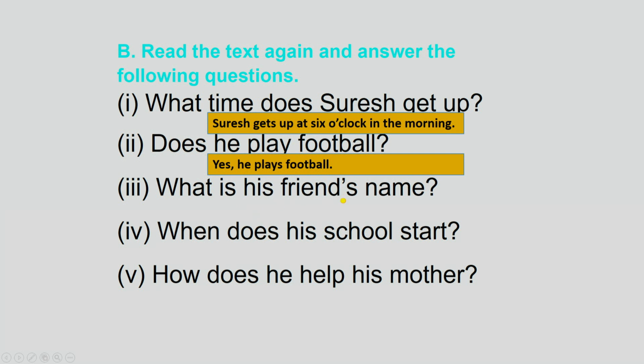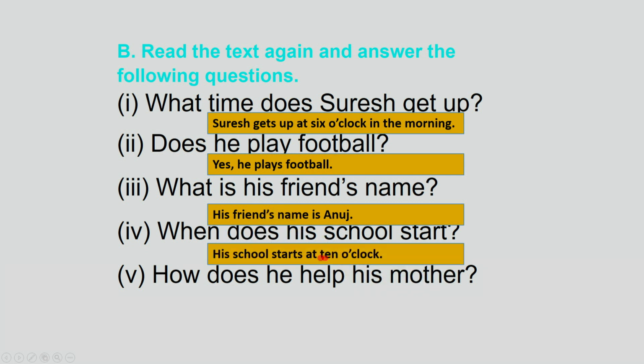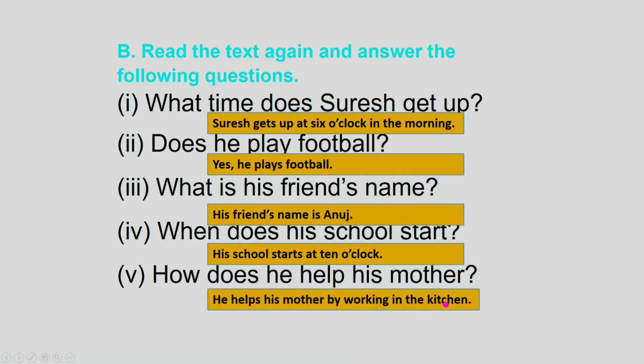What is his friend's name? His friend's name is Anuj. Okay. When does his school start? Do you know what time his school starts? It starts at 10 o'clock, yes. How does he help his mother? Where does he help? How does he help? By working in the kitchen.